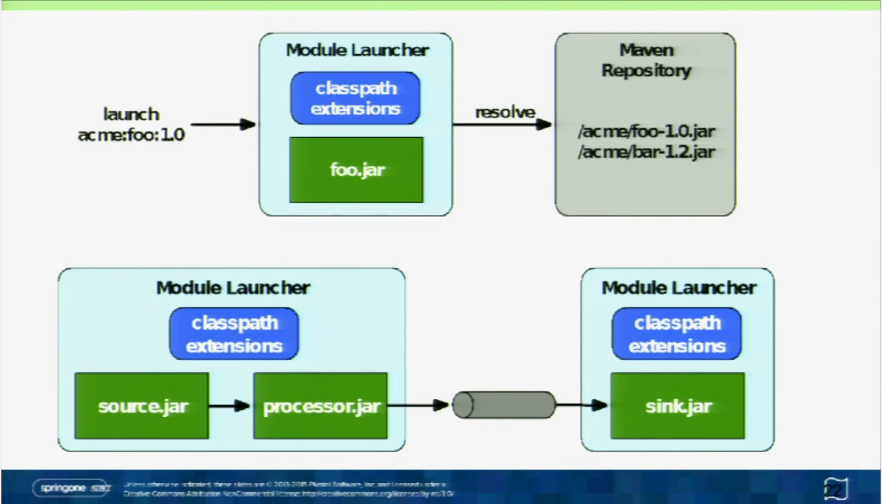So in this case, we can have the source and processor sharing a channel, so there's no overhead there. There's no serialization overhead. There's no network overhead. But you can also have, in this case, a stream of source, processor, sink, but there is an external channel between the processor and the sink.